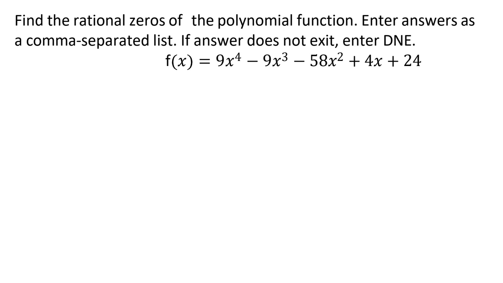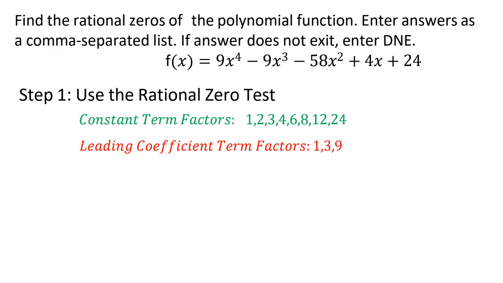Okay. So let's go ahead and use our rational zero test to minimize the possible list of choices that we want to use. So again, my constant term for this one is 24. So the factors of 24, which was my example that I showed you before, are 1, 2, 3, 4, 6, 8, 12, and 24. Again, my factors for the leading coefficient, which is 9, are 1, 3, and 9.